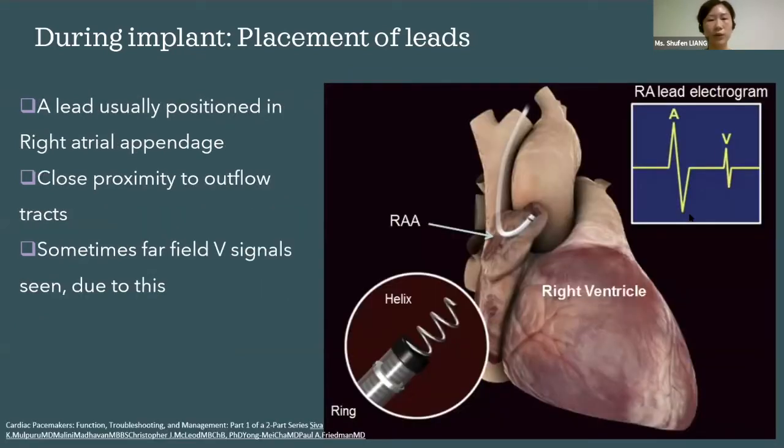Okay. For the atrial lead, usually it's placed in the right atrial appendage. And from this anatomy here, you can see actually the right atrial appendage is quite close to the outflow tract. So that's why sometimes you might see far field ventricle signals. And if the lead is too far into the appendage, just be careful that there might be perforation.